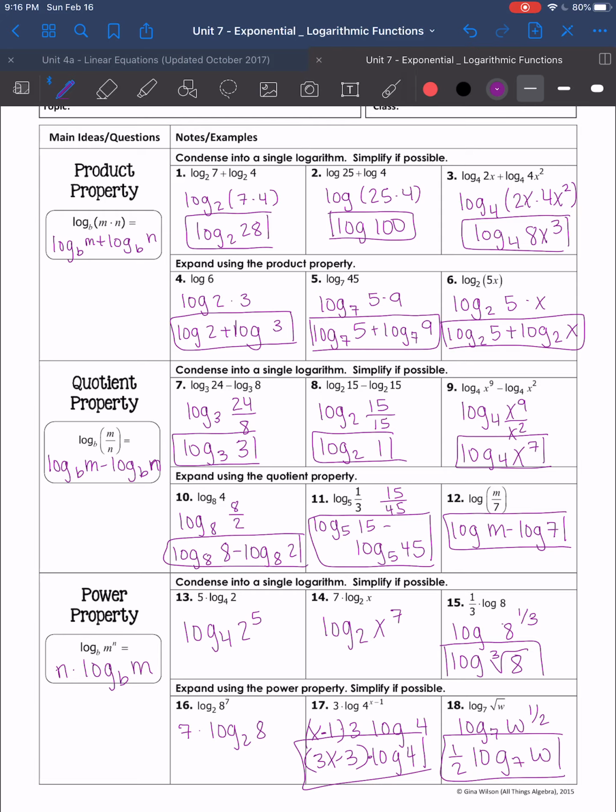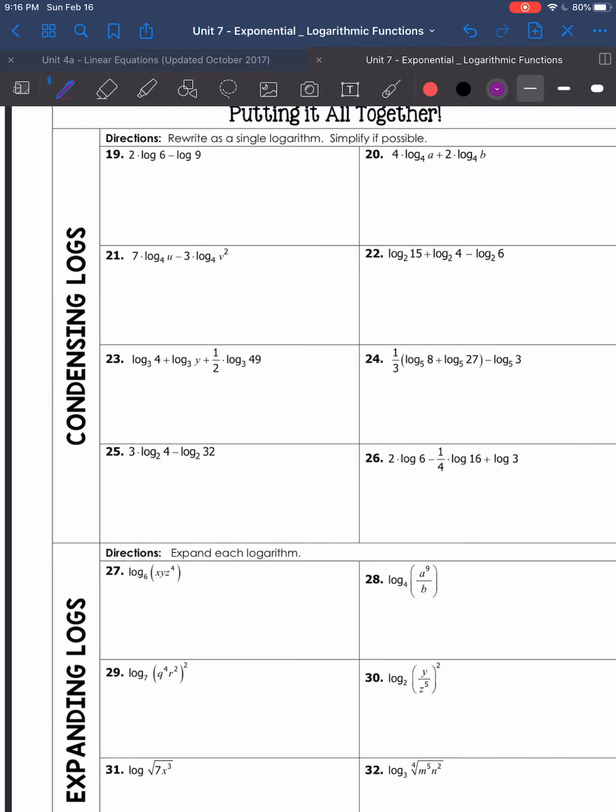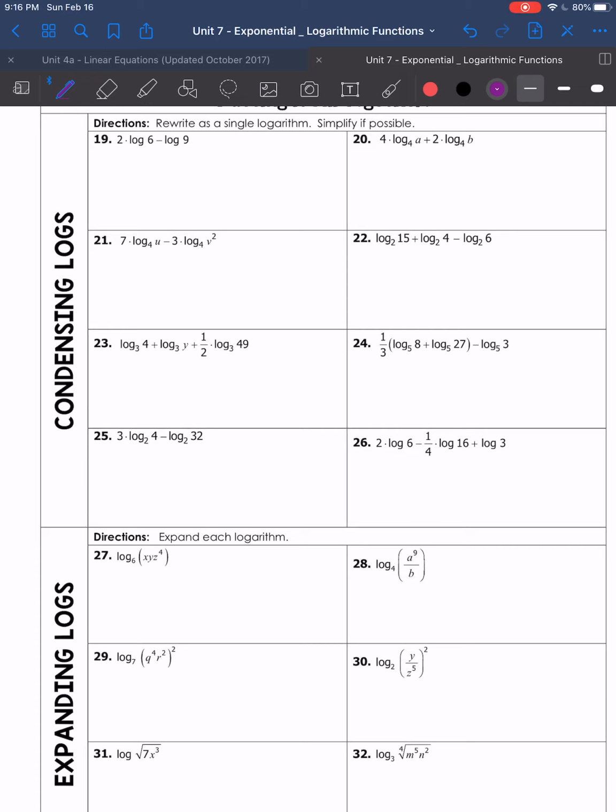So that's your properties. We want to put them all together. I'm only going to do the odds just so you don't have to watch all of the examples. So if we wanted to do it together, this first one will become log of 6 squared using our power property, and then minus log of 9 is our division property, quotient property. So divide by 9, and then you get log of 36 over 9 equals log of 4.